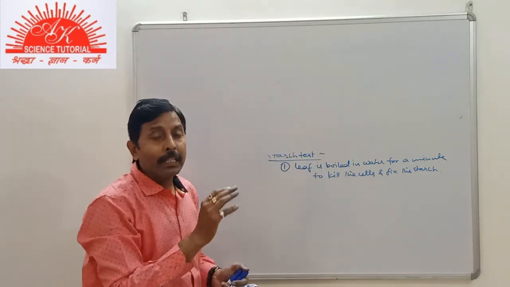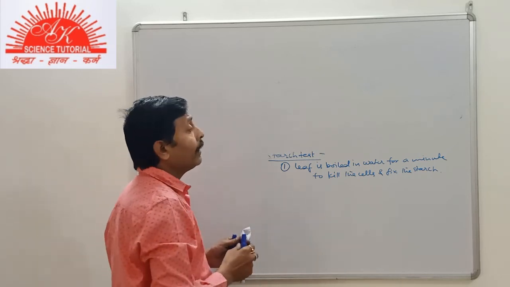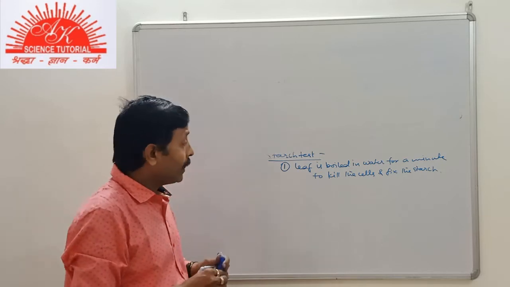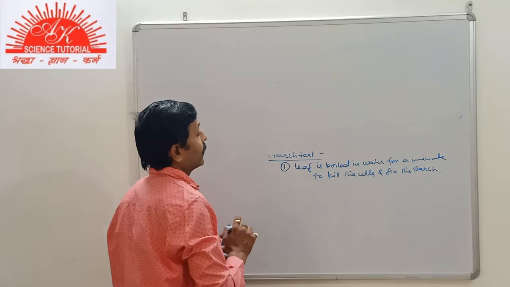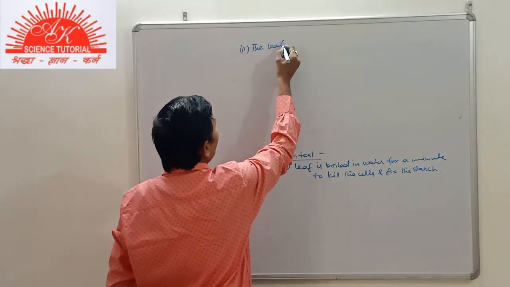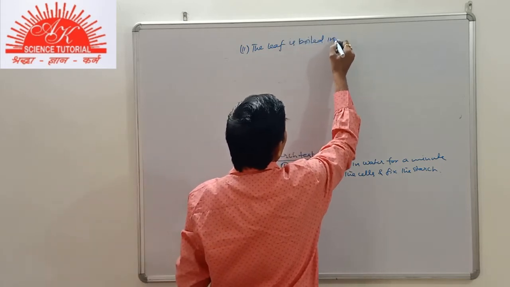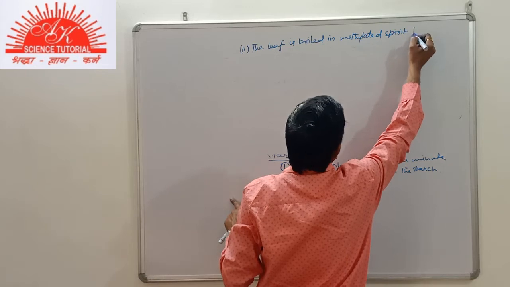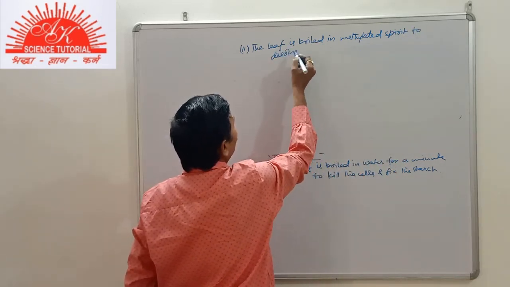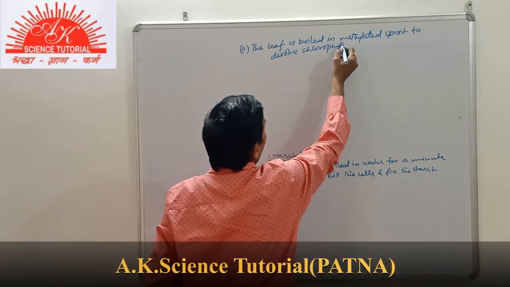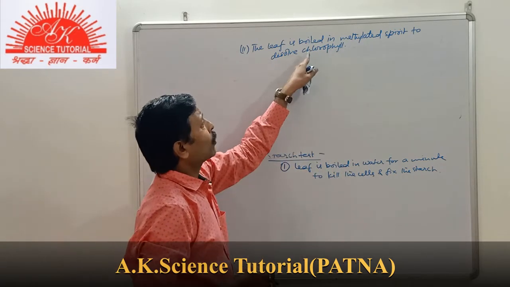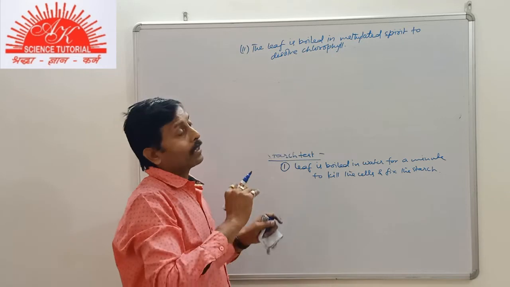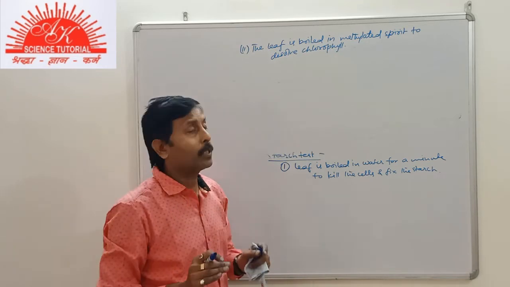Now, as a second step, the leaf is boiled in methylated spirit or methyl alcohol, which dissolves chlorophyll and makes the leaf free from it, such that the leaf becomes light brown or colorless. Methylated spirit acts as the solvent of chlorophyll. So when iodine is added later on, the color change will be clearly visible.